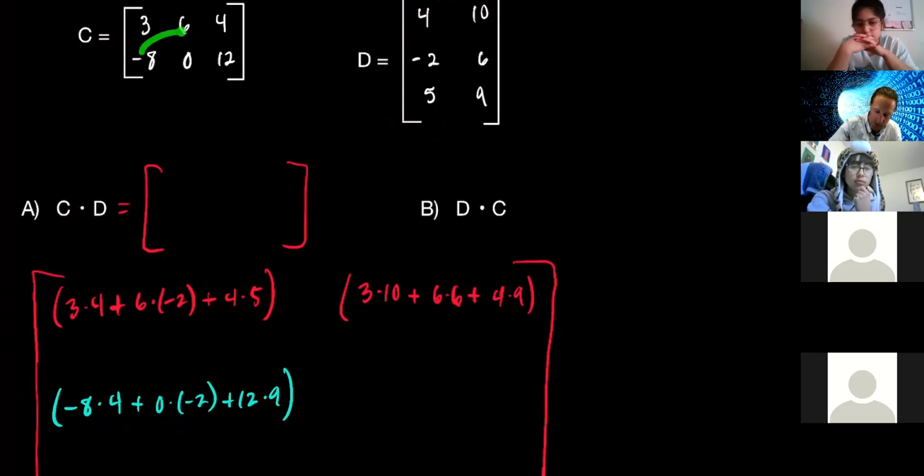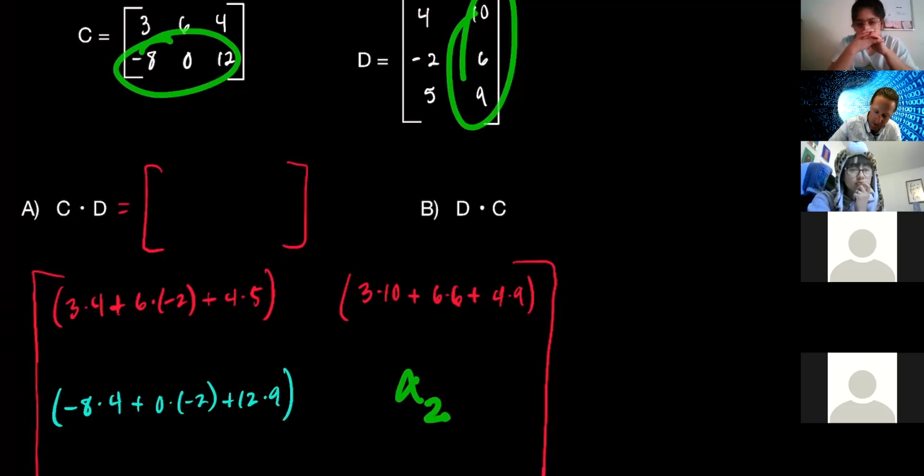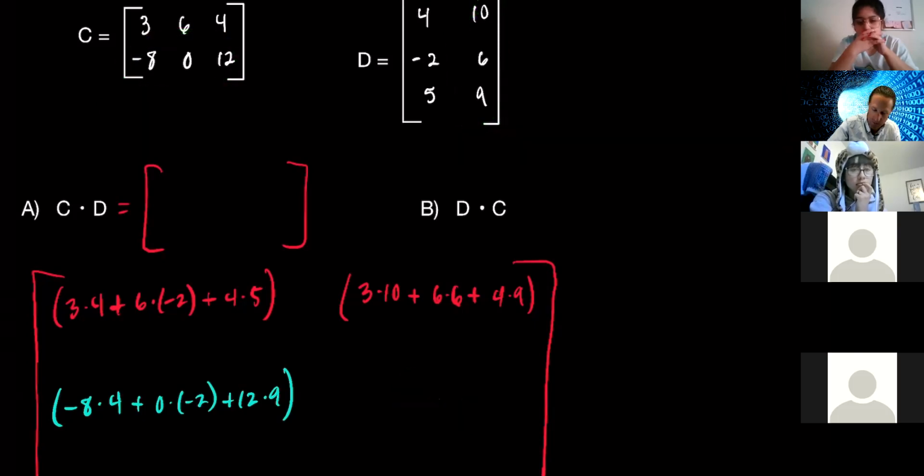Okay, then I'll do the same thing with this row now for my second. So we're finding the second row and the second column, its spot, by using the second row and the second column. Guys, seeing how the numbers kind of work for the element in the rows? So negative 8 times 10 plus a 0 times 6 plus a 12 times a 9.